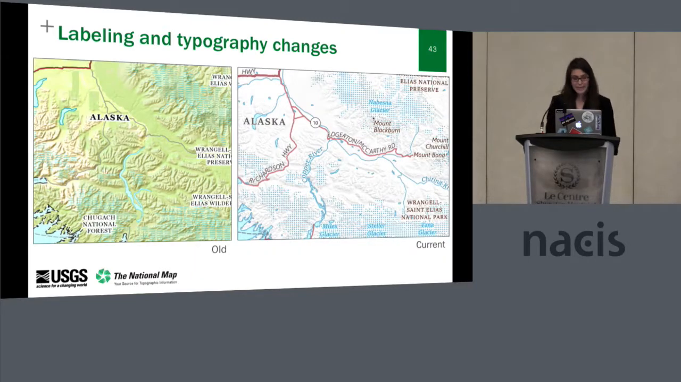Here's another example in Alaska, again, taking out all of those polygons for national forests, national parks, and changing that ice mass symbol, which I don't know if you can tell, but it's kind of bad. So I changed it, and people liked it, so great.